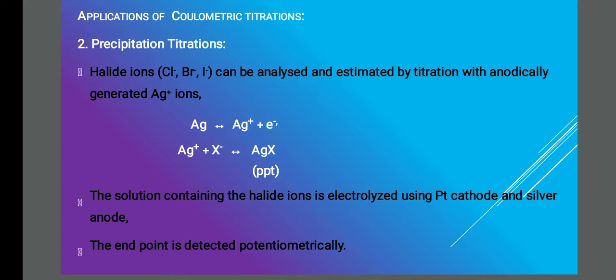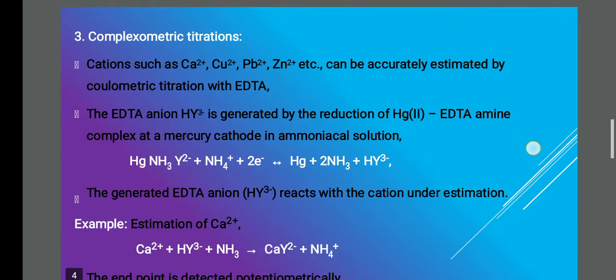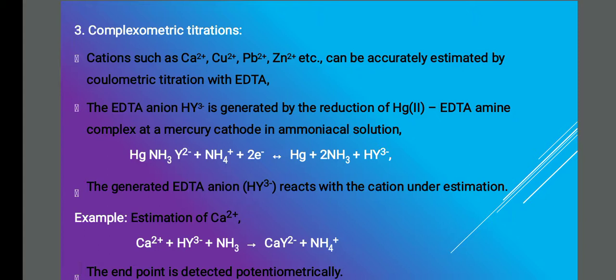The next thing we are going to see in today's class is complexometric titration. Here, cations like calcium, copper, lead, zinc, etc. can be estimated by coulometric titration with EDTA. I'll repeat. Cations such as calcium, copper, lead and zinc, all of these can be estimated by coulometric titration with EDTA solution.